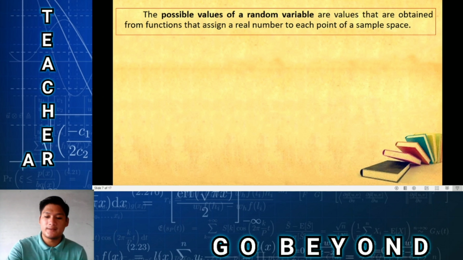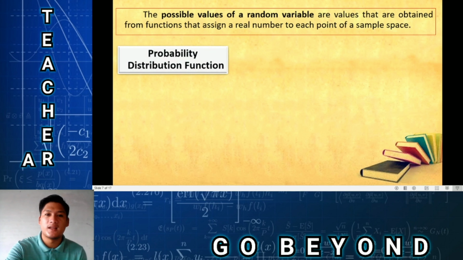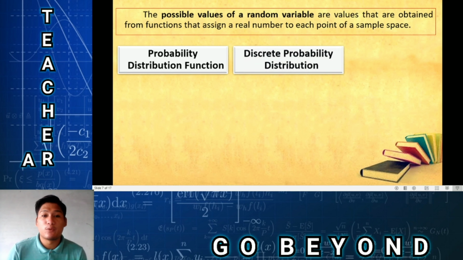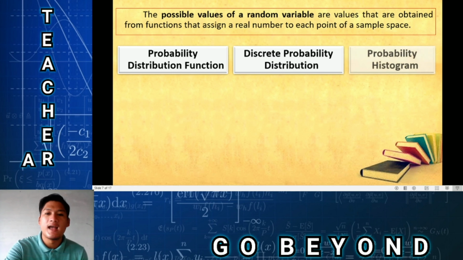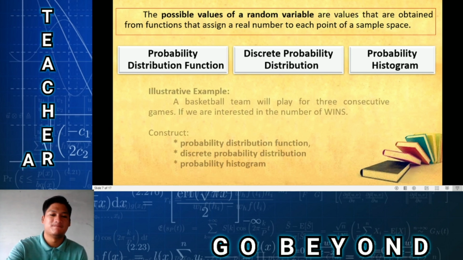Okay, for this part, we have to construct. Again, let's know the three important terms: the probability distribution function, discrete probability distribution, and probability histogram. Maybe you have an idea with these three, but not that much. Again, no worries. Let's explore them through an example. Are you ready? Okay, example.